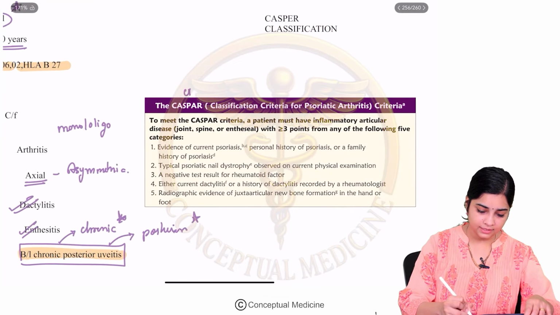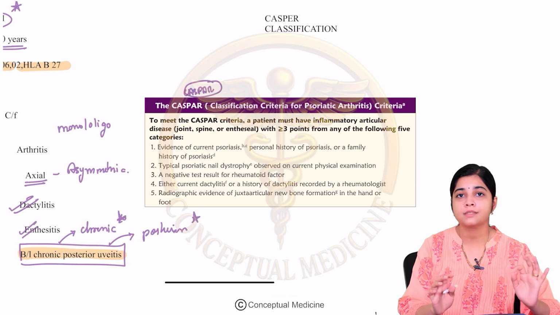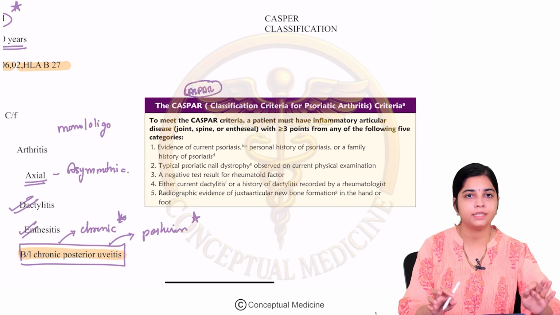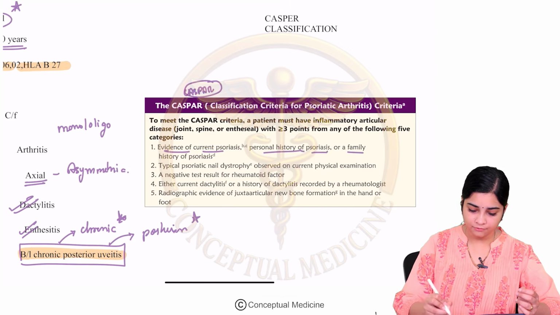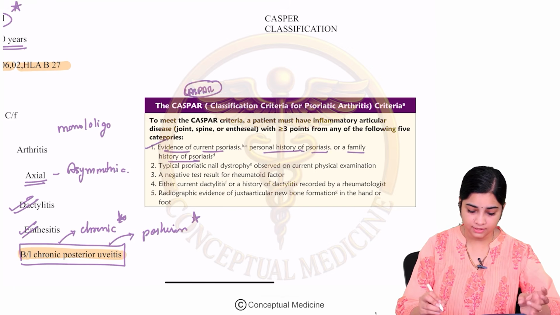It is called the CASPAR criteria. Even if you don't remember everything, try and remember this name. Where do you see CASPAR criteria? It is psoriatic arthritis. So there is evidence of current psoriasis or personal history of psoriasis or family history of psoriasis. So that is one criterion.